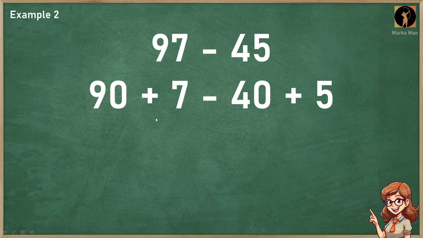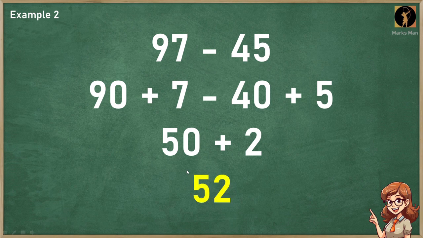Next, you need to subtract the numbers with the same number of digits. So, 90 minus 40, that is 50. And 7 minus 5, that is positive 2. So, 50 plus 2, that is 52. So, that's how you can easily subtract numbers using mental math or using this method. So, that means 97 minus 45, that is 52.